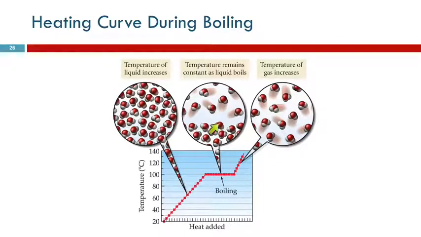Because what's happening here is as the water boils, it's the more energetic particles that are leaving. The temperature is the average kinetic energy of the particles. So if you've got an average kinetic energy and you're putting more heat in but all the more energetic ones are leaving, the average stays the same. You're putting heat in but the energetic ones are leaving. So the temperature stays the same until they've all converted into the gas state. Then the temperature will go up.